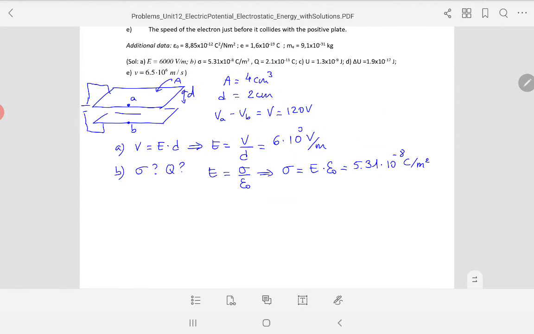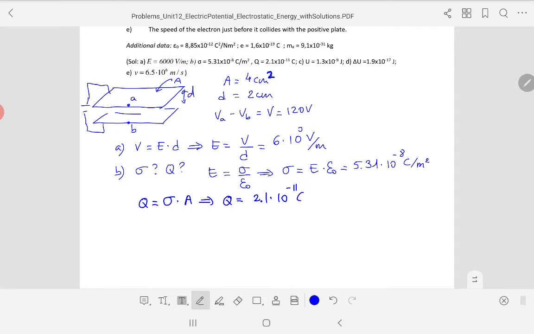To calculate the charge, we just have to remember that the total charge is going to be the surface charge density times the surface. Okay, so the surface was 4 square centimeters. Sorry, this should be squared. 4 square centimeters, and here we have the surface charge density. So if you do the maths, the charge is equal to 2.1 times 10 to the minus 11 coulombs.